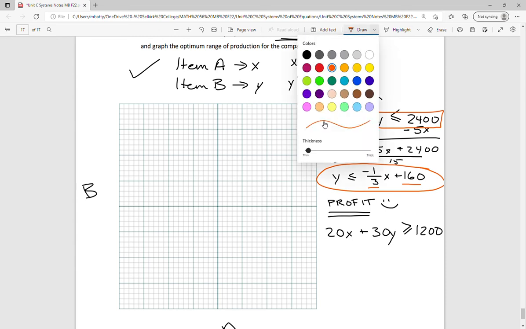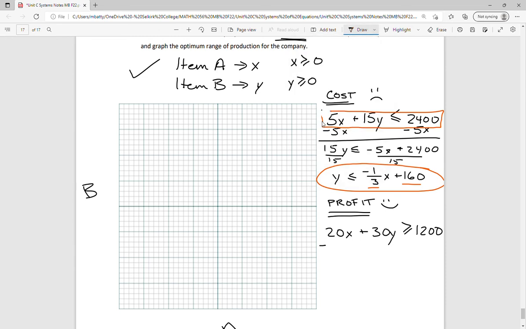Okay, so with this one, I have to subtract 20x from both sides. I'd have 30y is greater than or equal to negative 20x. Oh, what am I doing? Goodness sakes, too many videos today. Plus, there we go, 1200. Divide by 30, divide by 30. I get y is greater than or equal to negative 2/3 x plus 40.